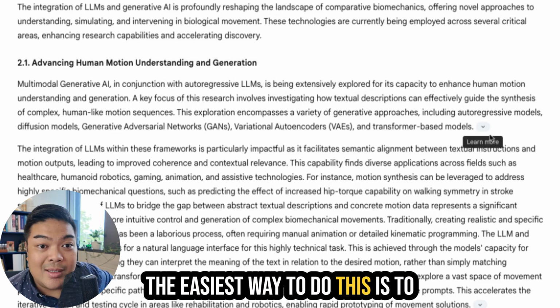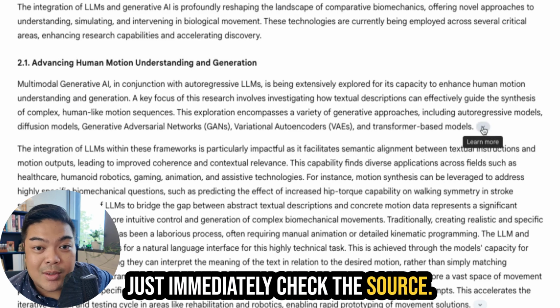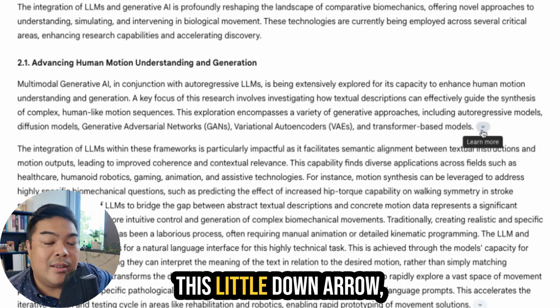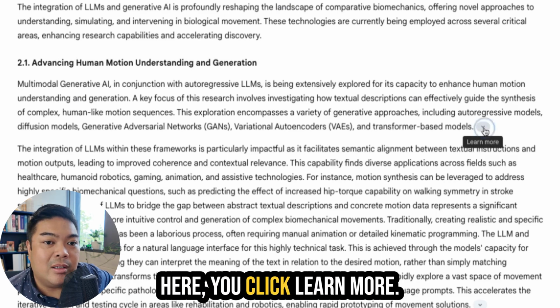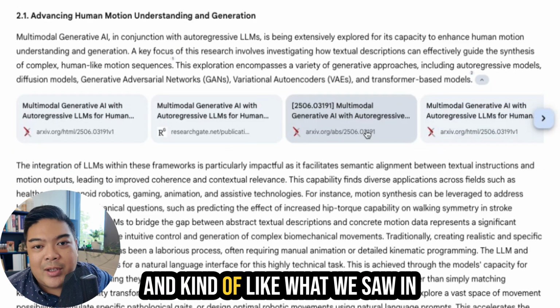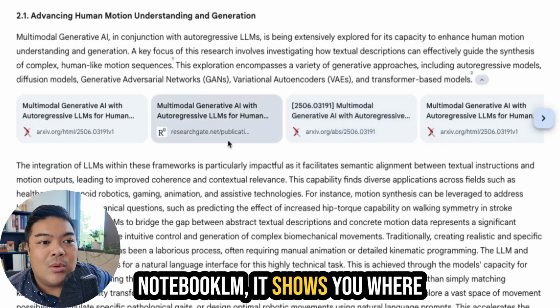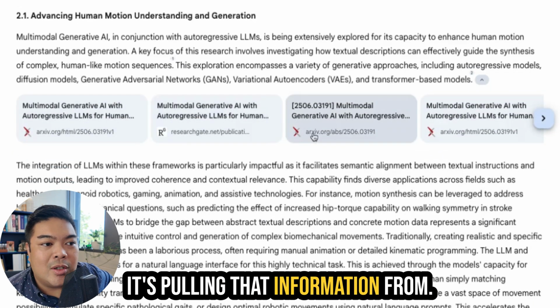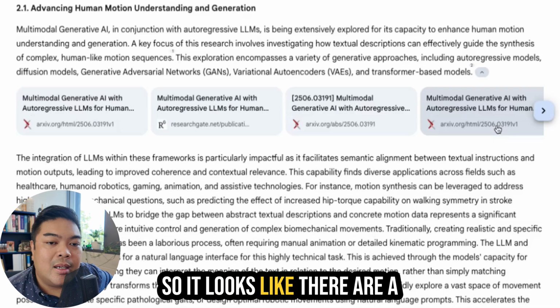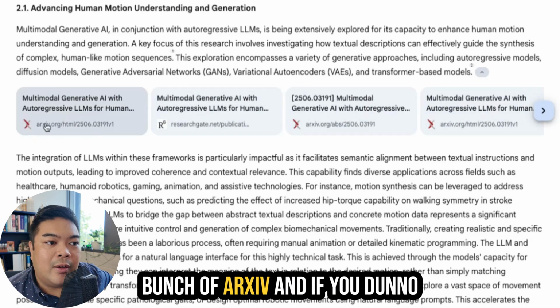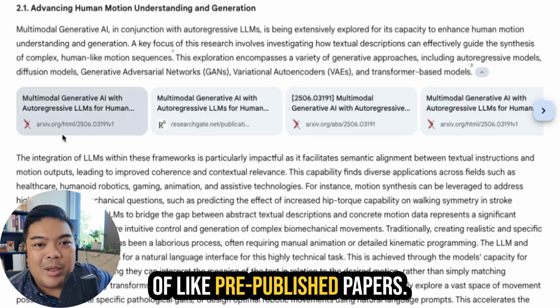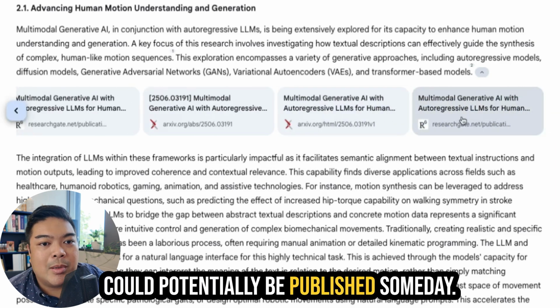The easiest way to do this is to just immediately check the source. And how do you check the source? This little down arrow, this little caret right here, you click learn more, and kind of like what we saw in Notebook LM, it shows you where it's pulling that information from. So it looks like there are a bunch of arXiv, and if you don't know what arXiv is, these are sort of like pre-published papers, could potentially be published someday.